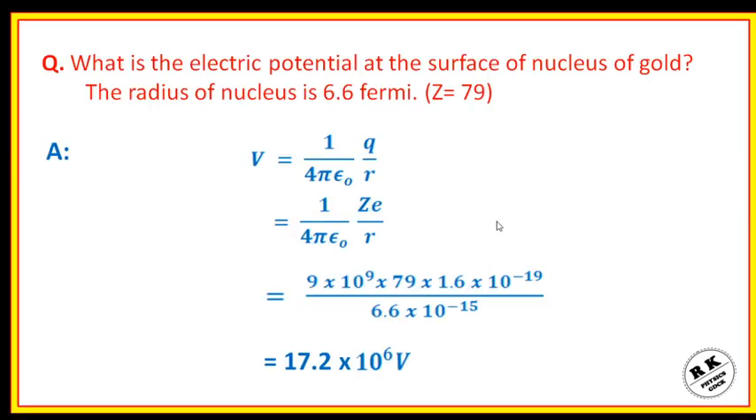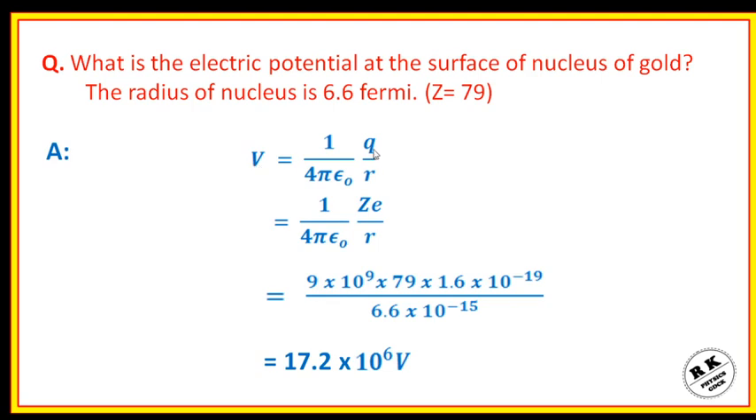Now let us look at a small problem which is frequently asked in university examinations. The question is, what is the electric potential at the surface of the nucleus of gold? The radius of the nucleus is 6.6 Fermi and the atomic number of gold is 79. Here, charge is mentioned and radius is given. Q and R are mentioned and we are supposed to find the potential.